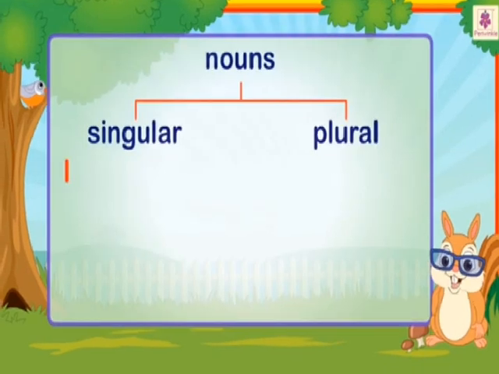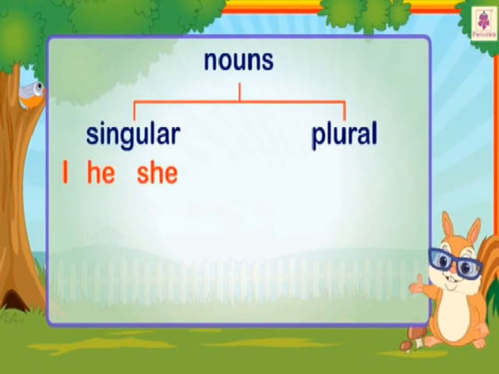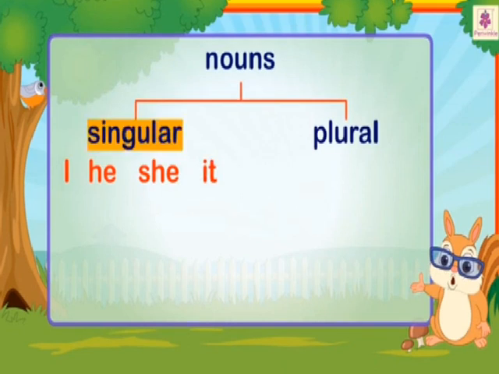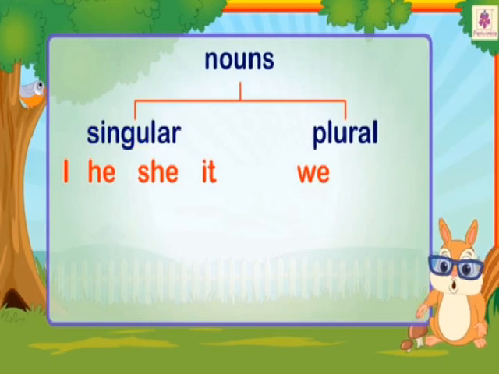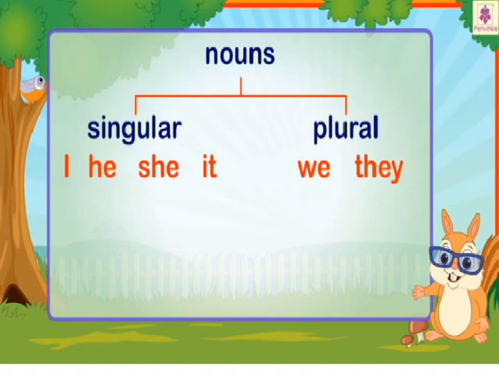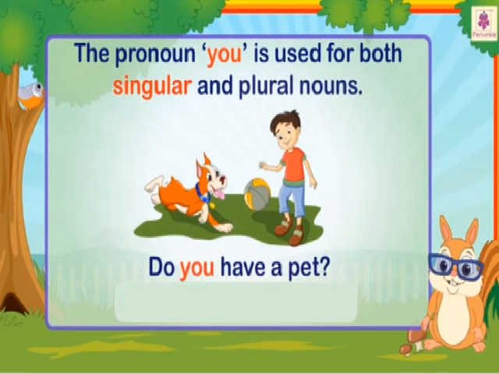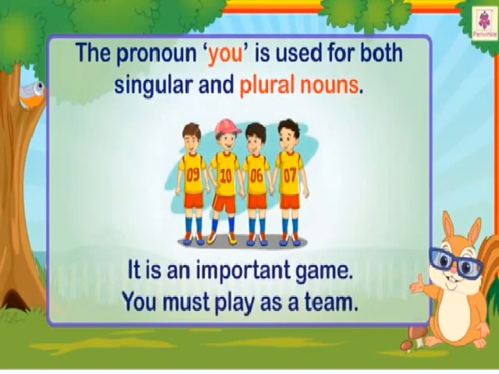The singular pronouns I, he, she, and it replace the singular nouns in a sentence, while the plural pronouns we and they replace the plural nouns in a sentence. The pronoun you is used for both singular and plural nouns. For example, do you have a pet? It is an important game. You must play as a team.